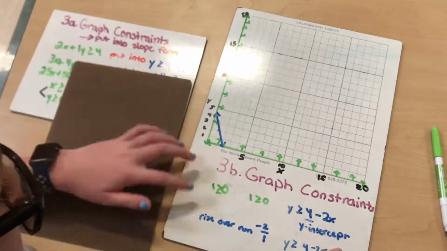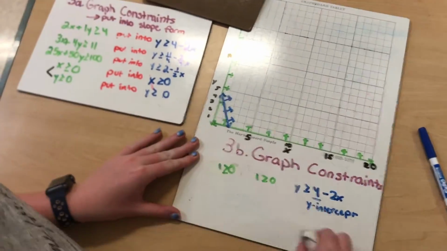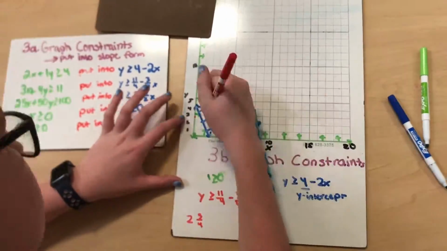Now, start graphing your other constraints. To make it easier, put all your original equations into slope-intercept form and then graph. After this, you will begin finding your corner points.